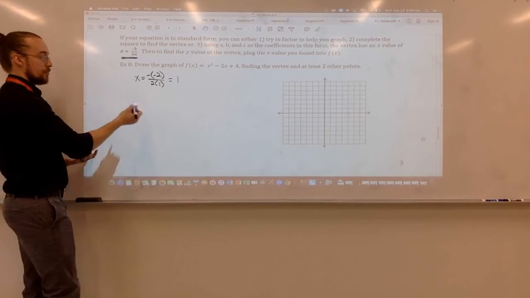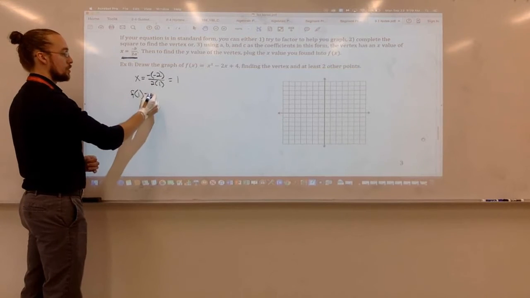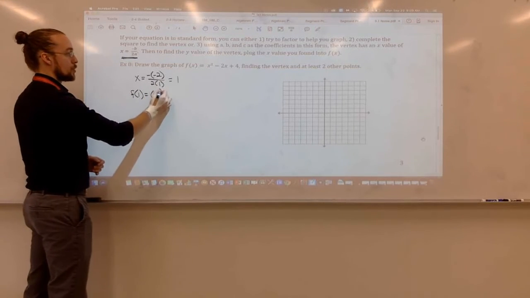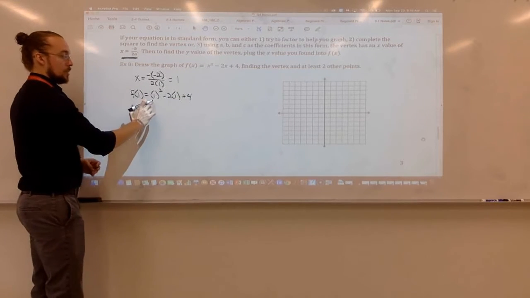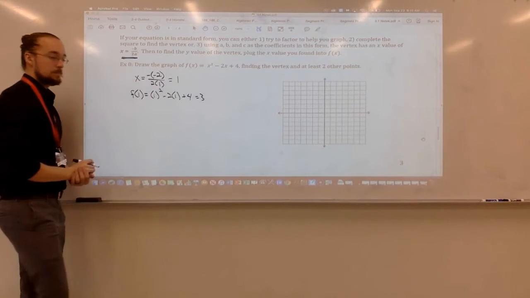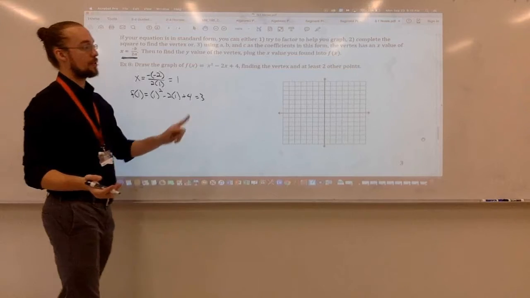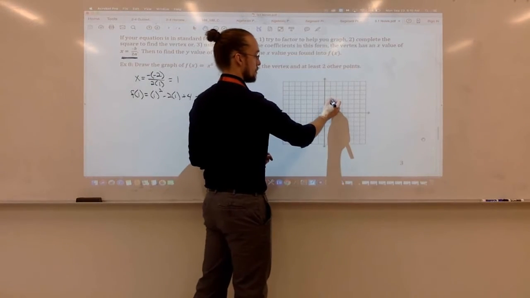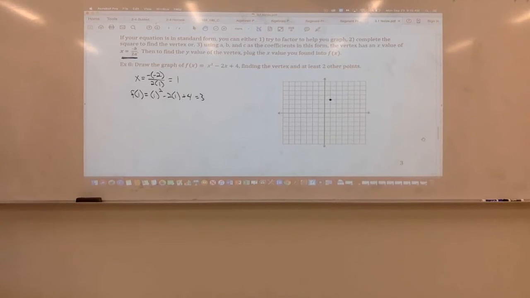Well, to find the entire coordinate then, I can just plug 1 into my function. So 1 squared minus 2 times 1 plus 4. So 1, negative 1, 3. So my vertex is the point 1, 3. Okay, then it says, find at least 2 other points.